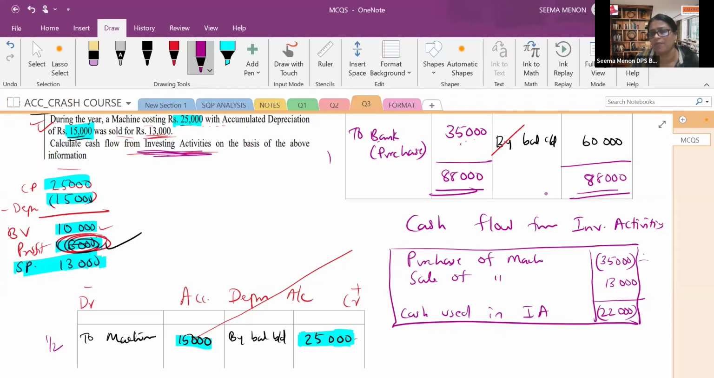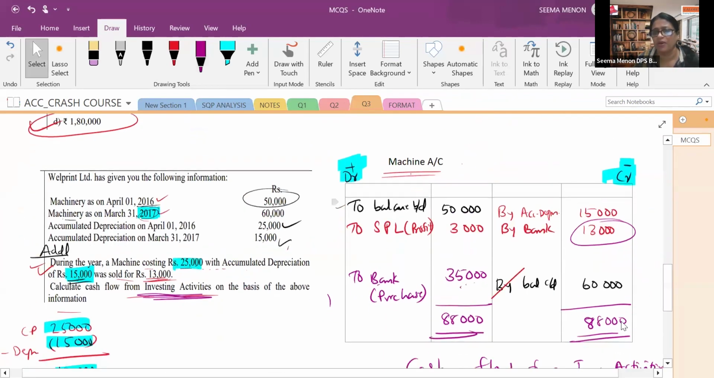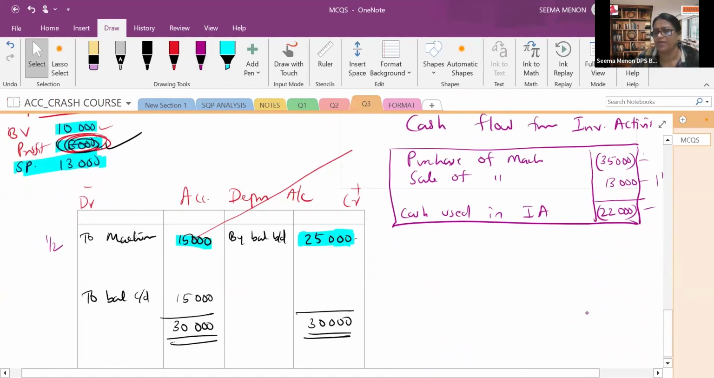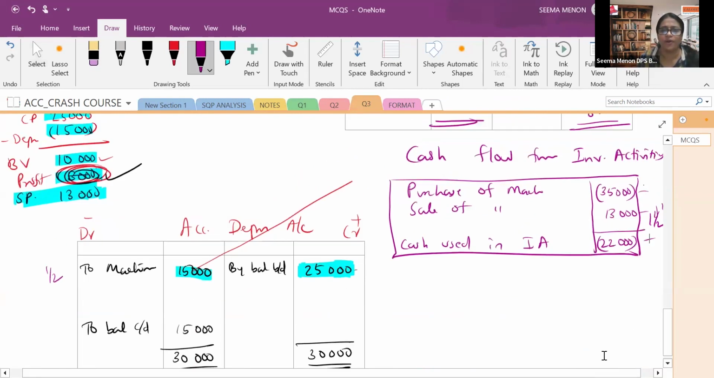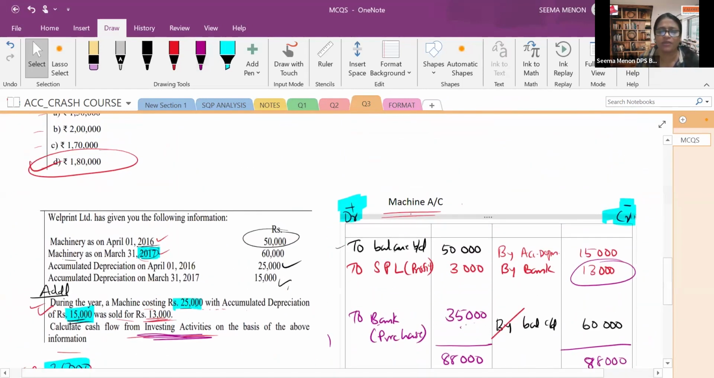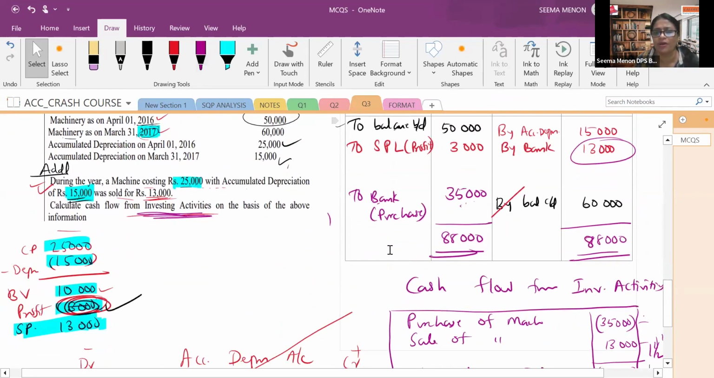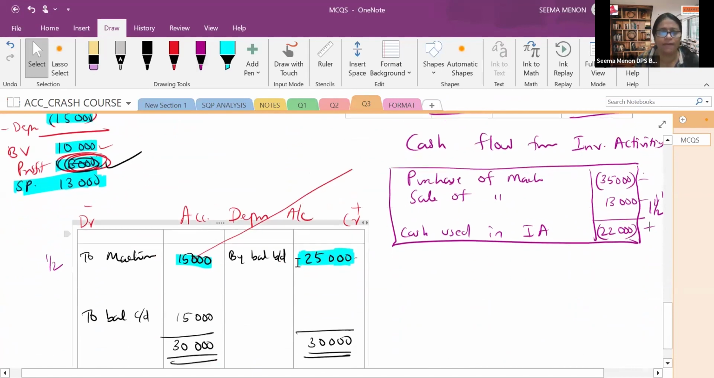Now here each amount you will get half mark. That is why it is 1.5 marks. And after that, for your machine account, you will get 1 mark, and for accumulated depreciation, half mark. Thus the total mark distribution. Students, I hope you are clear with this explanation.